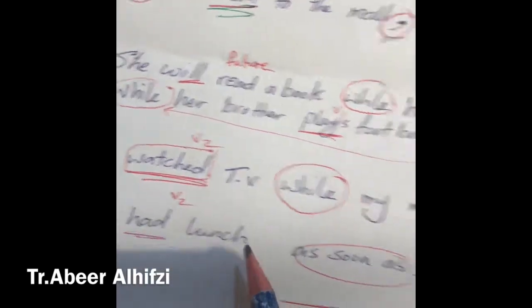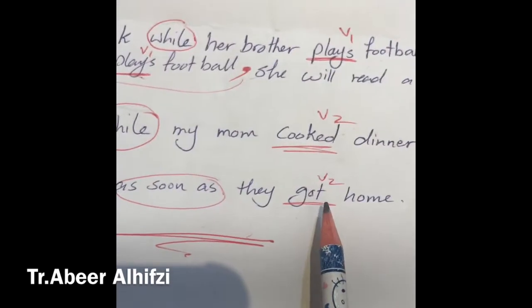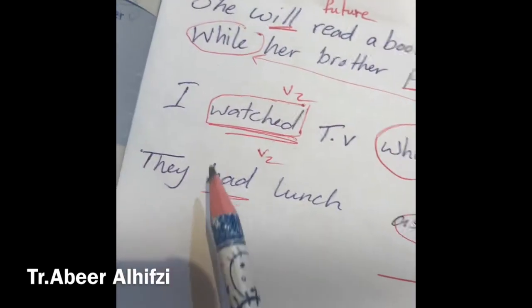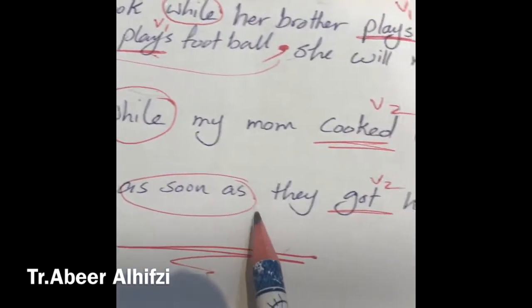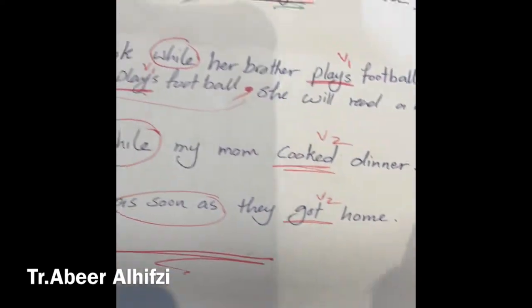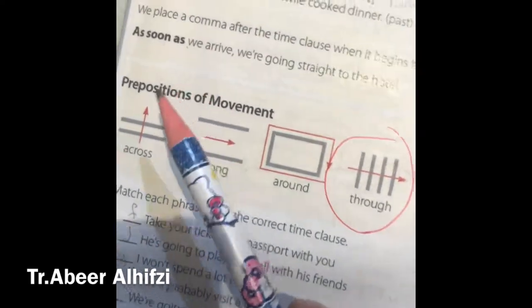Past. They had lunch as soon as they got home. Past and past. أما لو كانت they will have lunch, اللي هو future, as soon as they get home. لو إنه هنا future, هنا بيكون verb 1, the present simple tense.